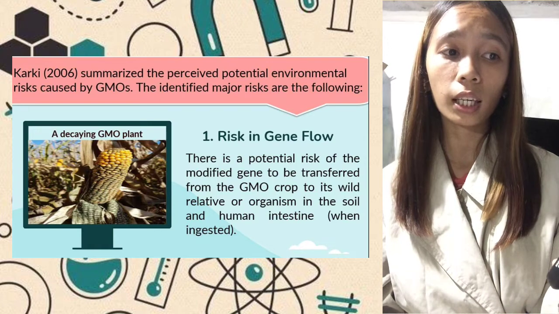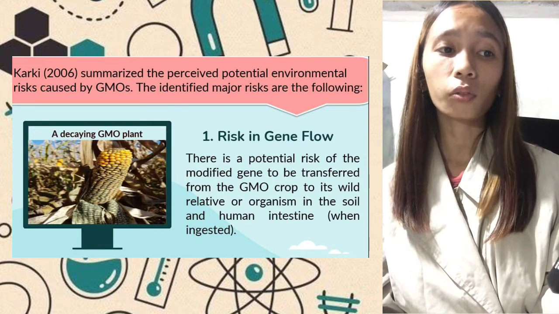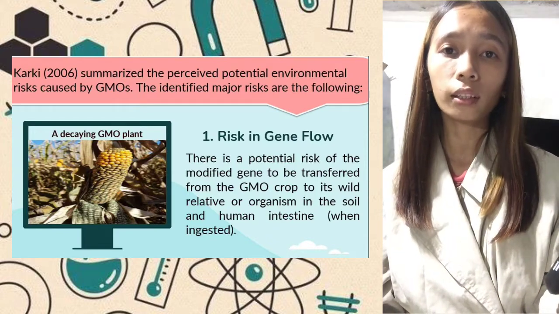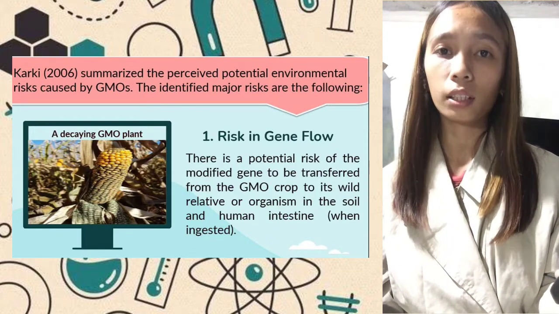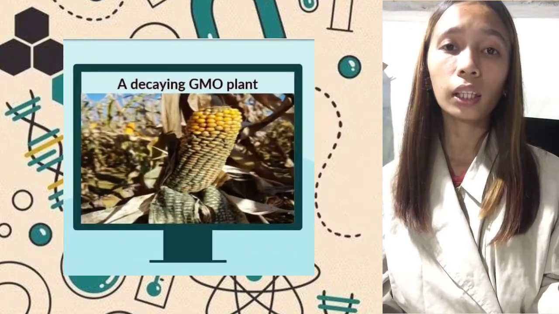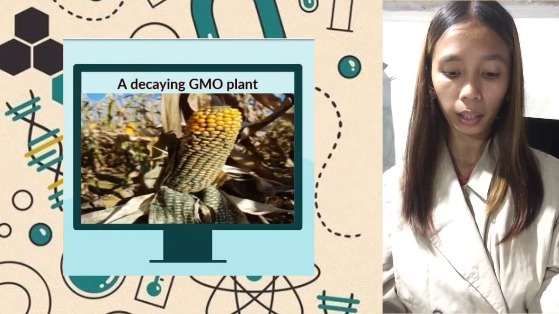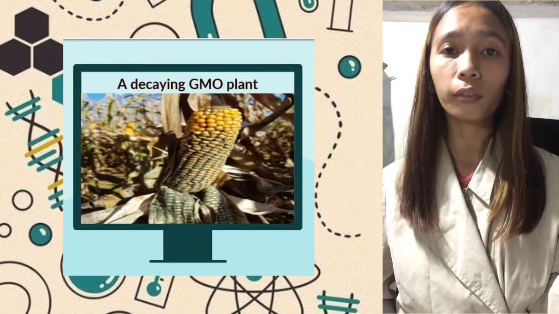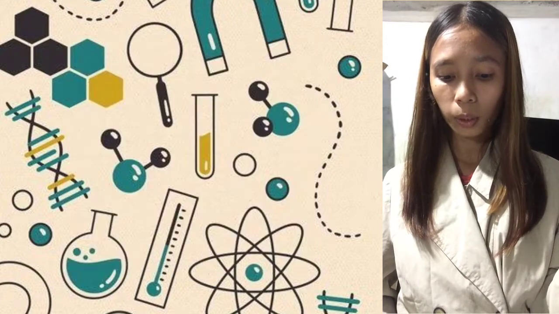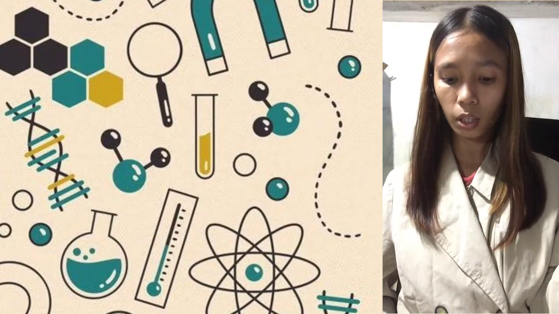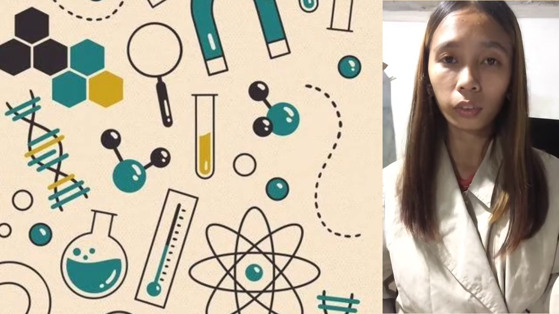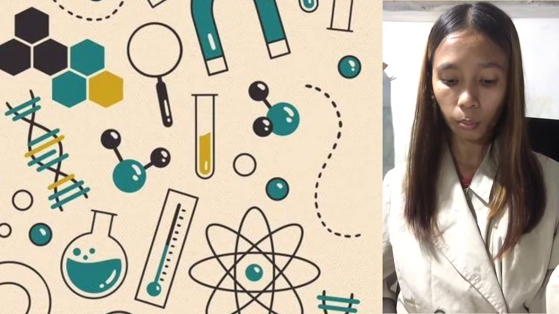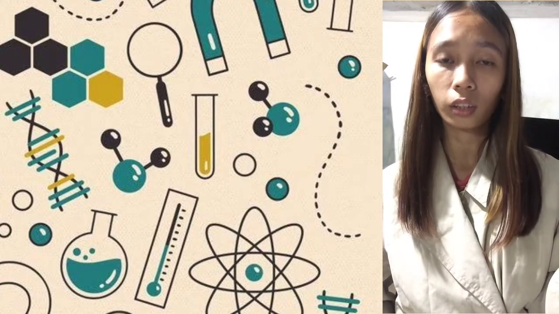The first is the risk in gene flow. There is a potential risk of the modified gene being transferred from the GMO crop to its wild relatives or to organisms in the soil and the human intestine when ingested. As shown in the picture, a decaying GMO plant could possibly transfer modified genes to the bacteria and fungi in the soil. Bacteria and fungi are capable of using genetic material from their surroundings. Yet, no studies have shown the effects of other organisms absorbing modified genes.